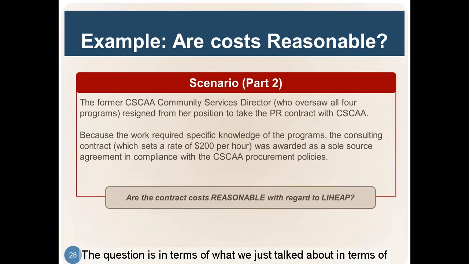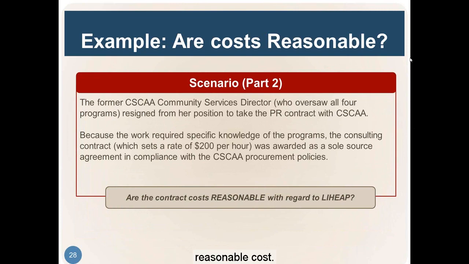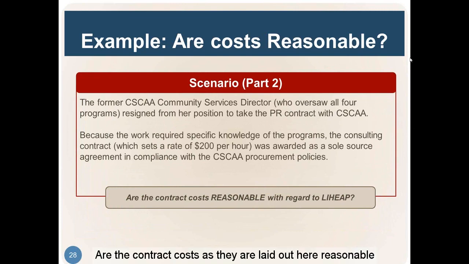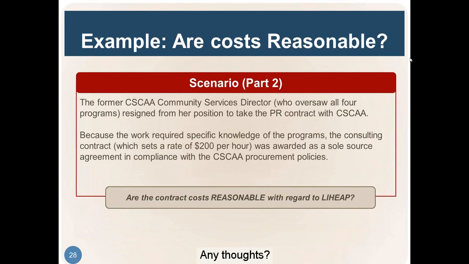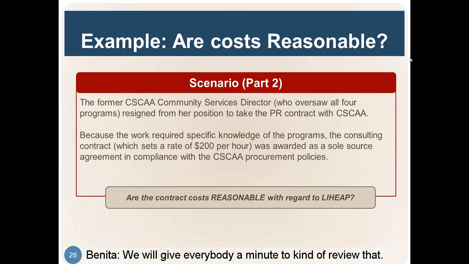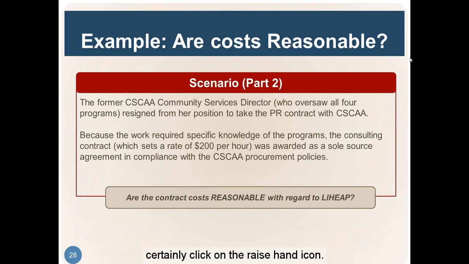So the question is, in terms of what we've just talked about regarding reasonable costs, are the contract costs as they're laid out here reasonable with regard to LIHEAP? Any thoughts? We'll give everybody a minute to review that. And as we did before, feel free to write in your response, or click on the raised hand icon.